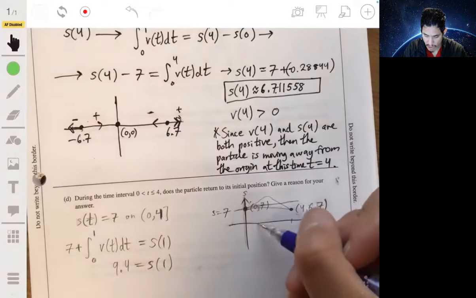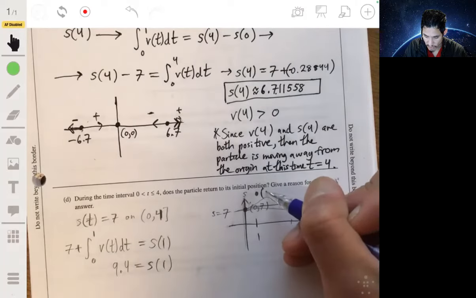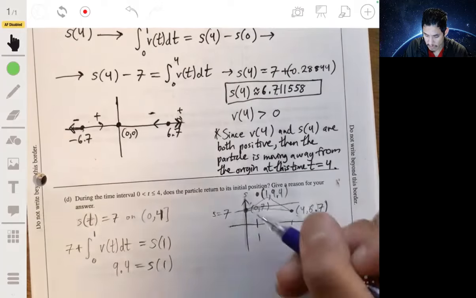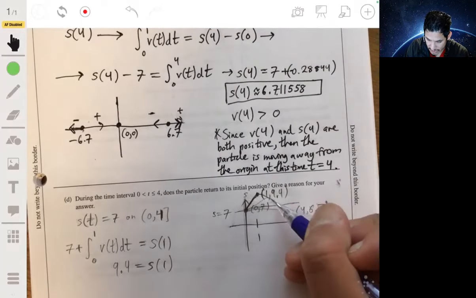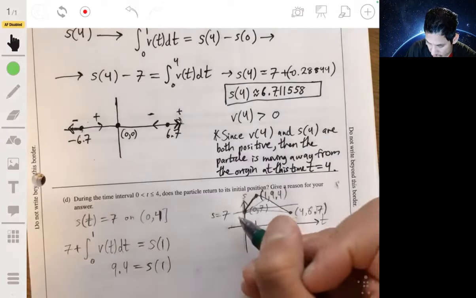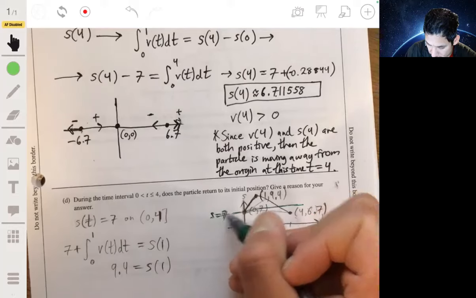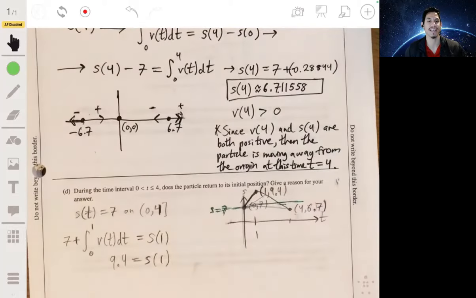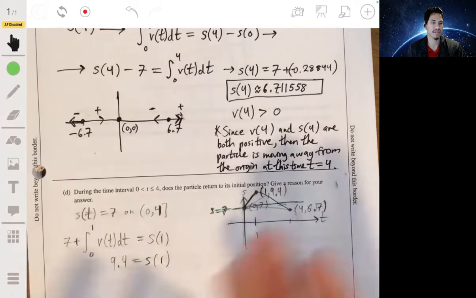So that means at 1, this value gets to 9.4. It climbs up to 9.4. Then to get back to 6.7, it has to pass through the line s equals 7. So there's some point of time between 0 and 4 where the position is again 7, the initial position. Now I did all this just to give you a visual.